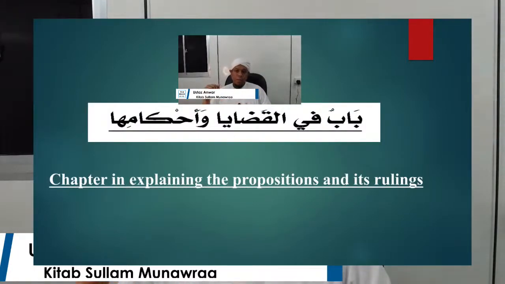So the author mentioned babun fil qadaya wa ahkamiha. The chapter of al-qadaya. The word qadaya in the Arabic language is the plural of qadiyya. In English it is translated as propositions. Basically the meaning of qadiyya is a sentence that carries either truth or falsehood.